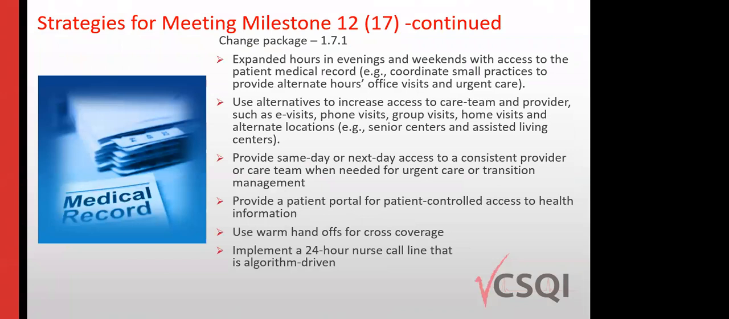To use alternatives to increase access to the care team and providers such as e-visits, providing same-day or next-day access to a consistent provider, providing a patient portal for patient-controlled access to health information, using warm handoffs for cross-coverage, and implementing a 24-hour nurse call line that is algorithm-driven, meaning here that depending on what the patient needs, the nurse may or may not be able to address that patient need or may need to contact the physician.